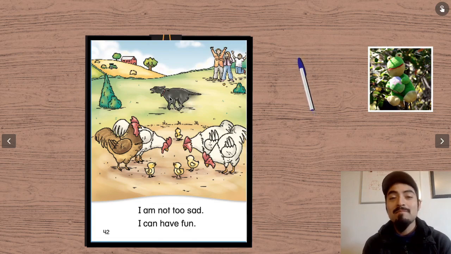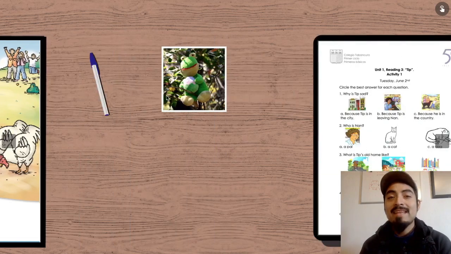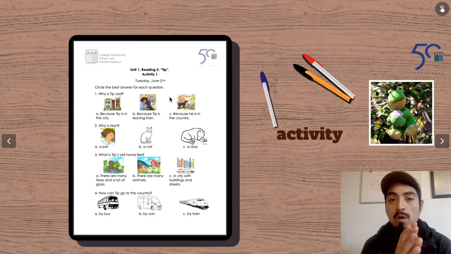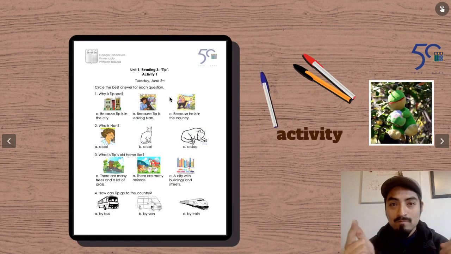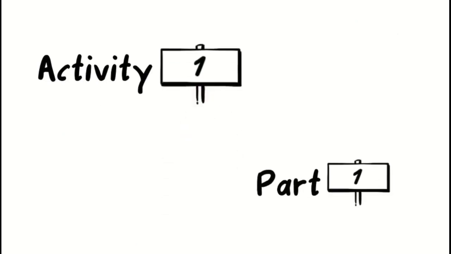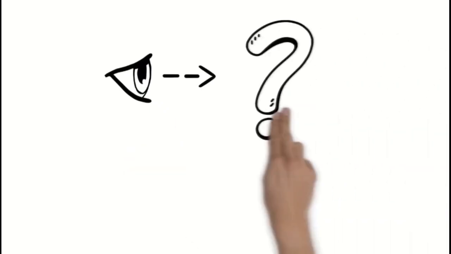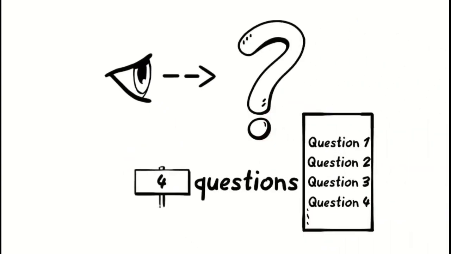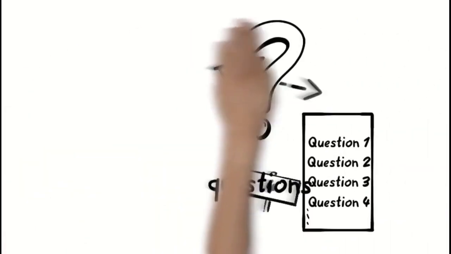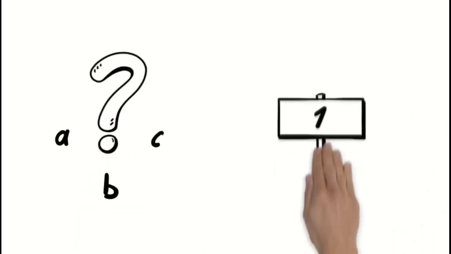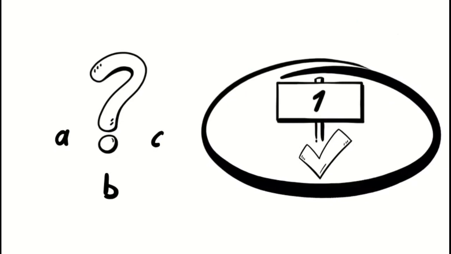Do you like the story? Cool. So now, are you ready for the activity? The explanation of the activity goes now. Instructions for Activity 1 Part 1. Listen. Pay attention to the questions. There are 4 questions in total. Each question has 3 alternatives. Only one is correct. Circle your answer.